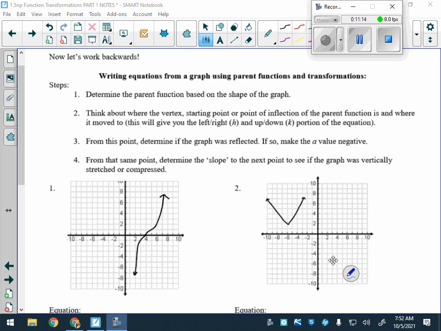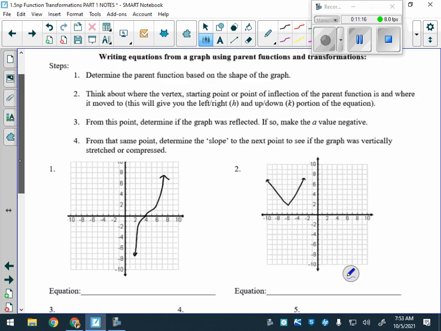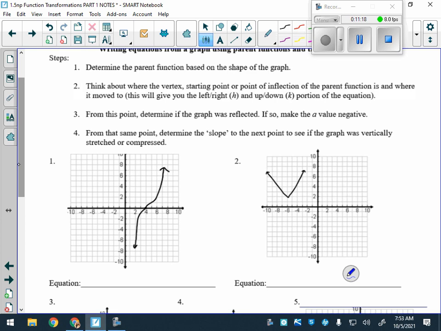Okay, we are now working backwards. Determine the parent function based on the shape. Think about where the vertex, starting point, or point of inflection is, which all use what variables? Vertex, starting point, and point of inflection all use what? Yeah, H and K.